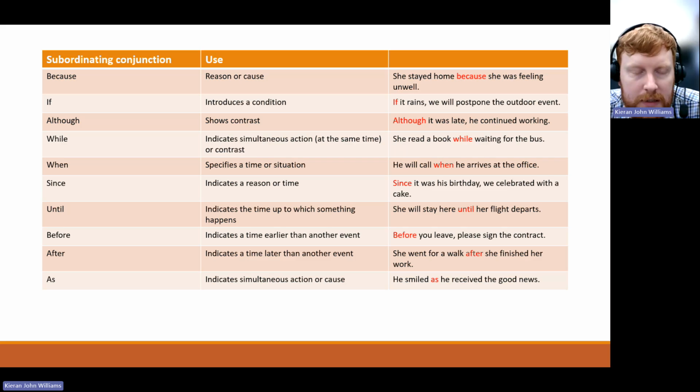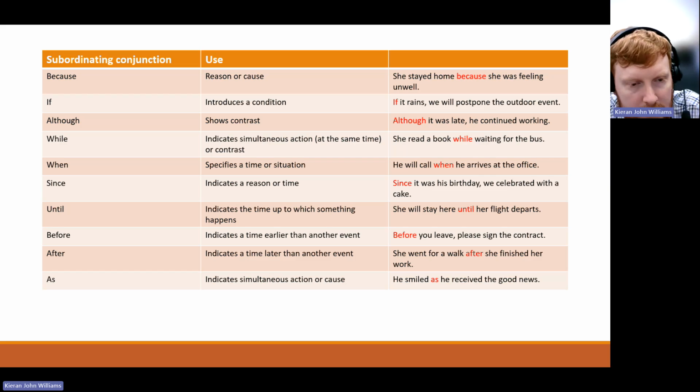Until. This is another one of those time phrases. It tells us the time up to which something happened. So she will stay here until her flight departs. She will stop staying at the time her flight departs. On to the next two. You should already know these. Before talks about an earlier period, and after talks about a later period.